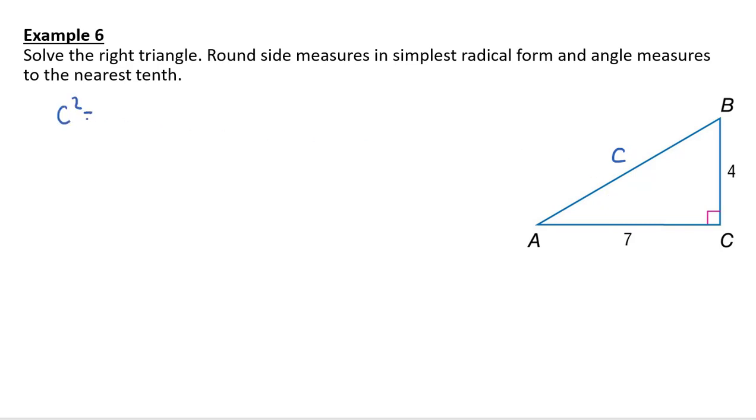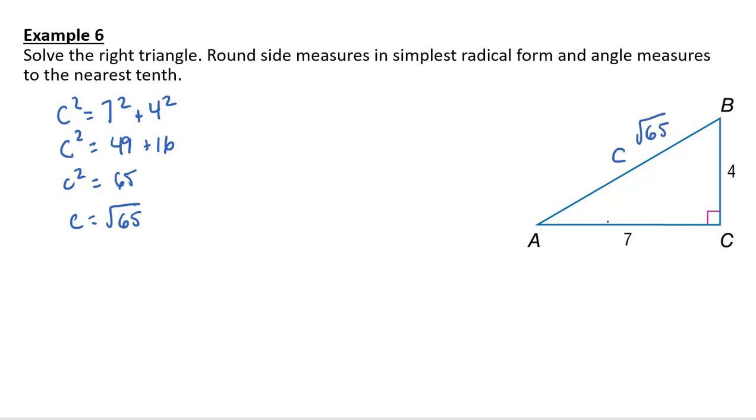So C squared is equal to 7 squared plus 4 squared. C squared is equal to 49 plus 16, which is 65. I square root 65. There's no perfect squares that go in there because I look at multiples of 5. The first perfect square is 25, and 25 doesn't go into 65. So C is equal to square root of 65. And just so you know, when it says solve the triangle, that means find all the angle measures and the side lengths that weren't given to us.